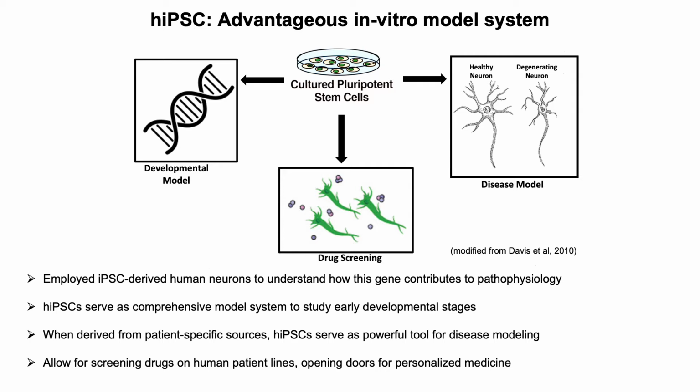The human-induced pluripotent stem cells serve as a comprehensive model system to study early developmental stages, and when derived from patient-specific sources, these cells serve as a powerful tool for disease modeling. Patient-derived human pluripotent stem cell lines have a unique capacity to model human disease in a dish.